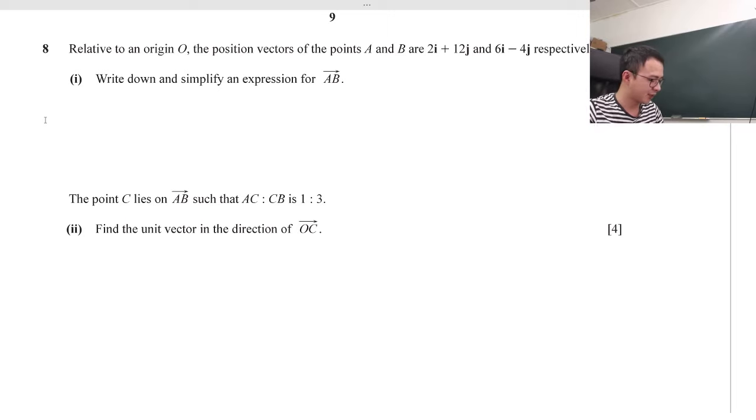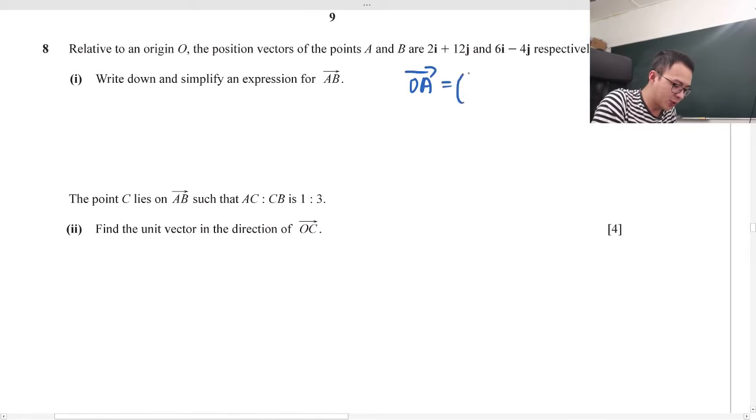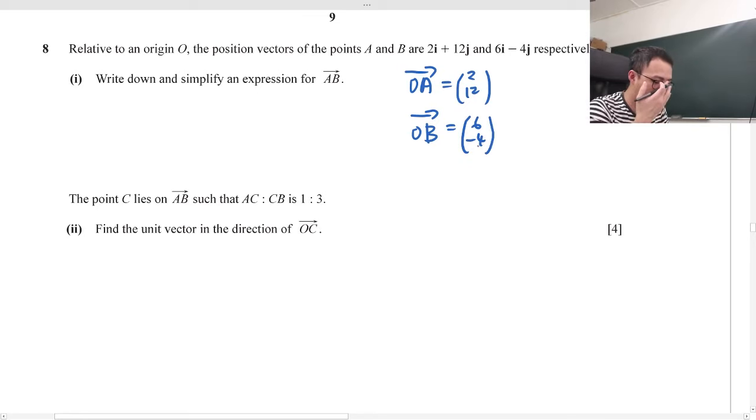Alright. Number 8 here. Relative to the origin, the position vectors, so this is i and j, so I prefer to write OA equals 2 and 12, and my OB equals 6 and negative 4. I prefer to write in column vector, but if you want to write in i and j, it should be okay. So write down the simplified form for this one. So AB is quite straightforward, equals to AO plus OB, right?